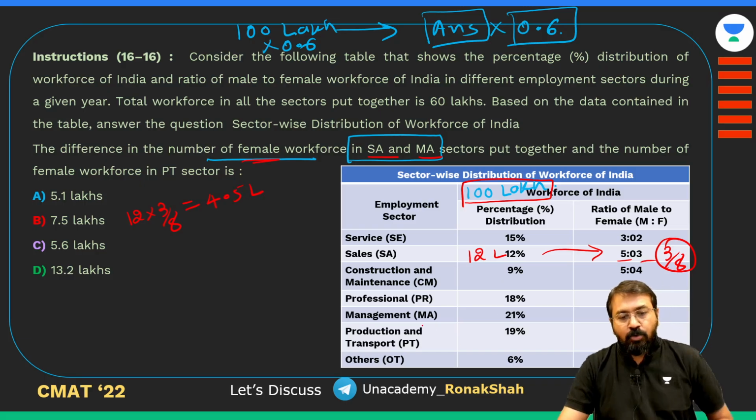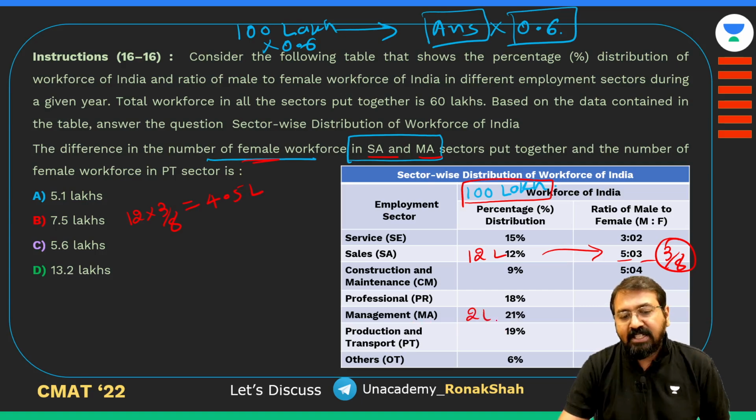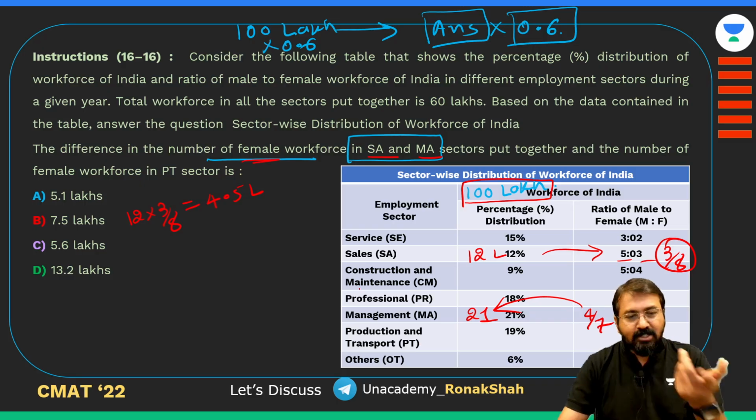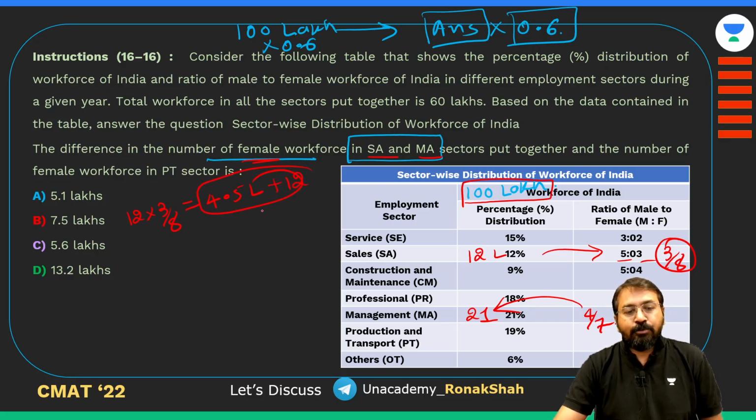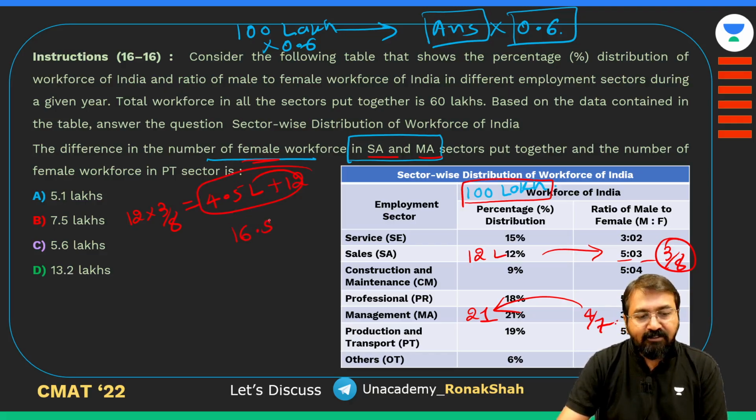Similarly, in MA, if I calculate, 21 lakh out of 100 lakh, and the breakup is 3:4. So the fraction of female will be 4 by 7. So what is 4 by 7 of 21? It's very simple, it's 12. So the total of SA and MA female workforce is 16.5 lakh.